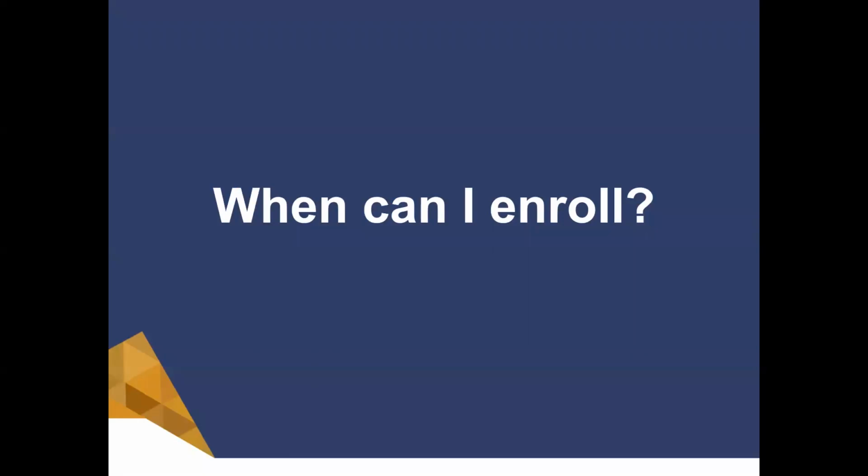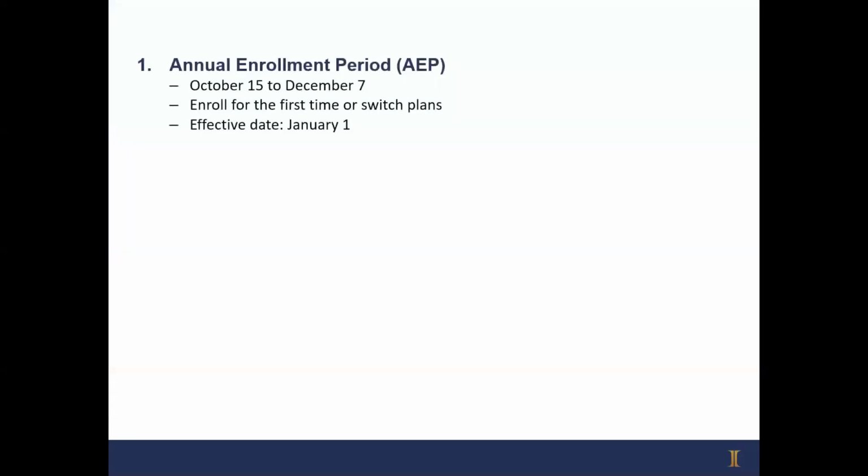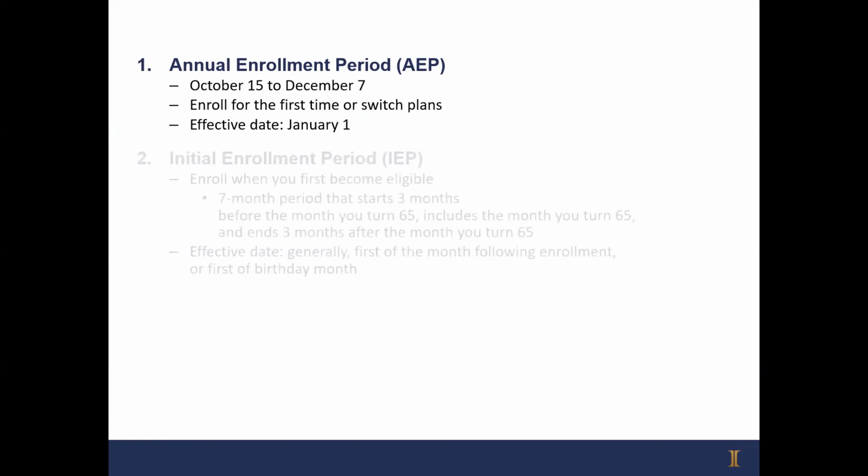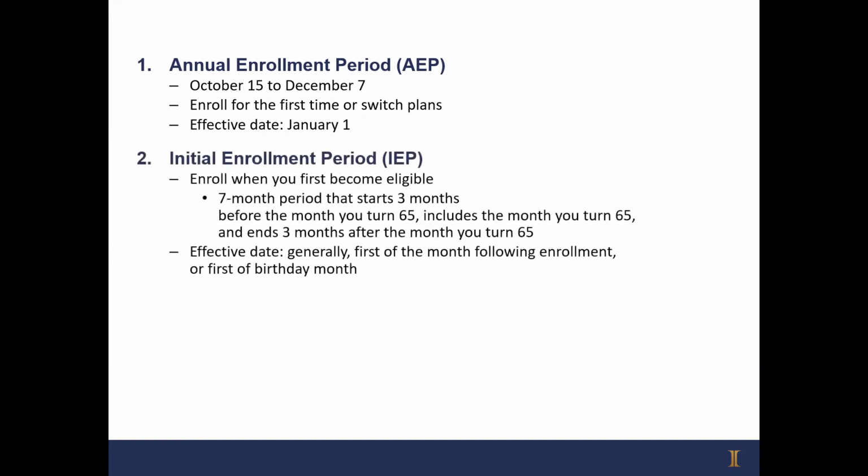So when can someone enroll? Annual enrollment period is from October 15th to December 7th. Enrolling for the first time or switching plans during AEP, the effective date for all AEP applications is going to be January 1st. So AEP starts October 15th and ends December 7th. The effective date for all of those applications that use the election period of AEP will all have a January 1st effective date.